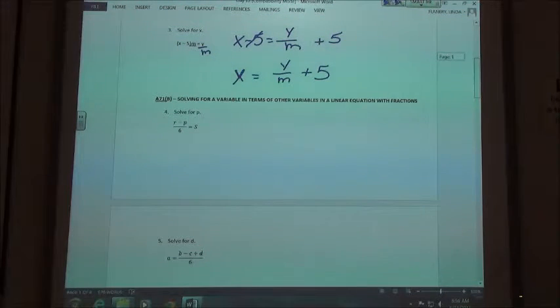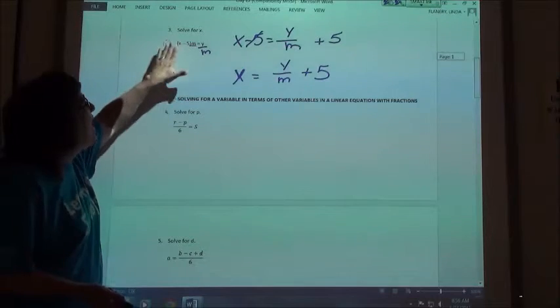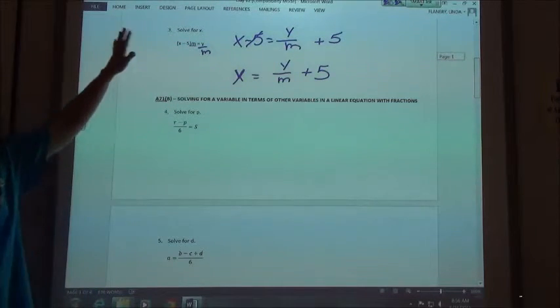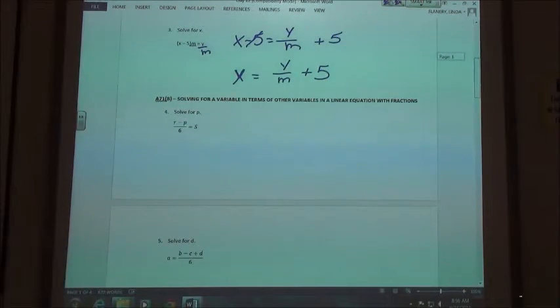Now all of those had them where you were solving for the variable that was on the inside of the parentheses. If you happen to be solving for the variable on the outside of the parentheses, I would divide by the whole set of parentheses first, and then your variable is already by itself.